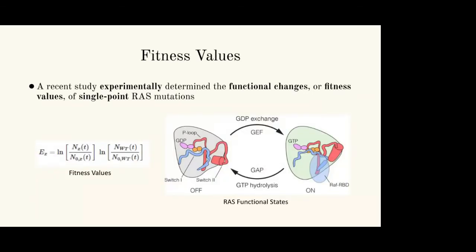The basis of the research relied on a data set that was gathered from a recently published paper in the Nature journal. They experimentally determined what the structural and functional changes of single point amino acid RAS mutations were. They measured the functional changes through what are called fitness values, and there's a specific formula you can see on the bottom left. They conducted it in a lab setting, and this actually had a lot of problems because the technique they used was called experimental mutagenesis, and this has a lot of downsides.